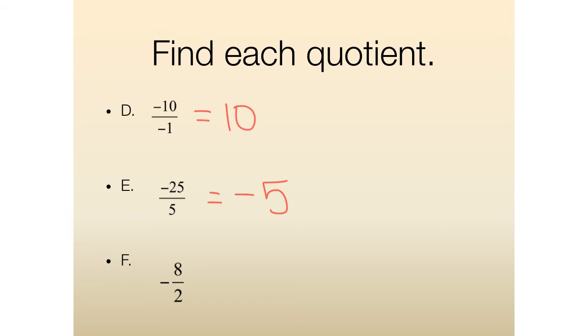If you look on F, the negative sign is on the outside of the fraction. You need to put it with the numerator or the denominator. So in this problem, we could say negative 8 divided by 2, or we could say 8 divided by negative 2. Both of these answers are going to give us a negative 4 for the quotient.